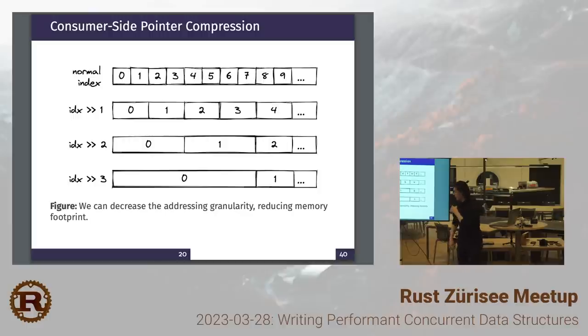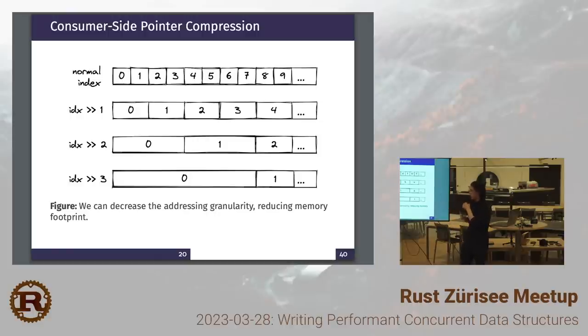And the pointer compression just means that we're reducing the addressing granularity of our queue. So if we have a normal index like 0, 1, 2, 3, 4, 5, we just shift it by one to the right. Actually, what we do is we mask the last bit. So now the 0 and the 1 refer to either the first element or the second, number one refers to 2 or 3, number two refers to 4 or 5. So with a smaller amount of numbers, we can address a larger amount of memory. And the problem is that we lose accuracy.